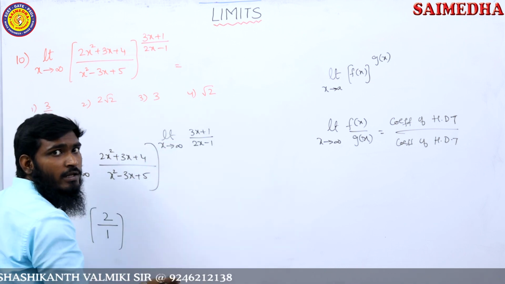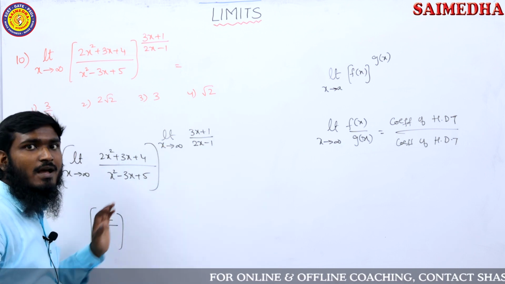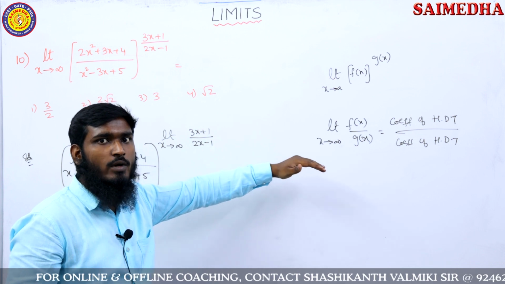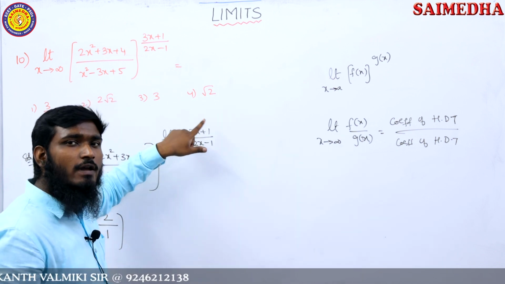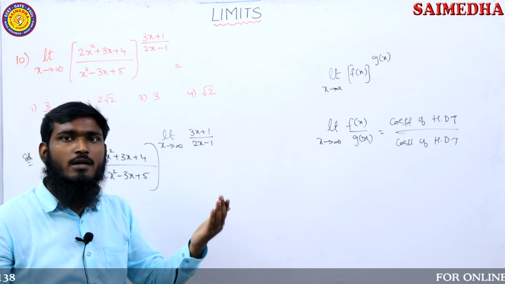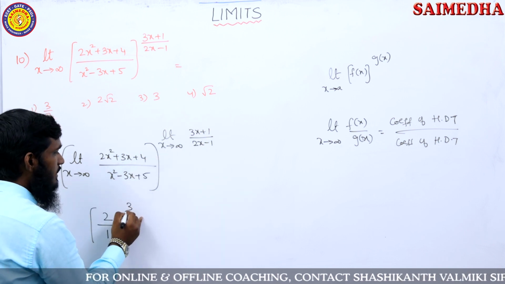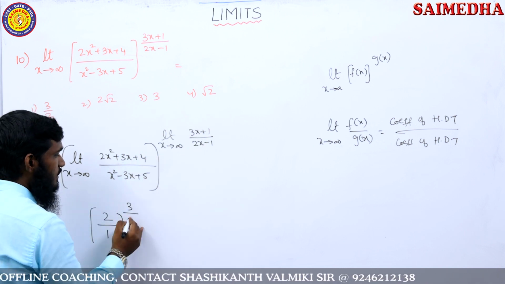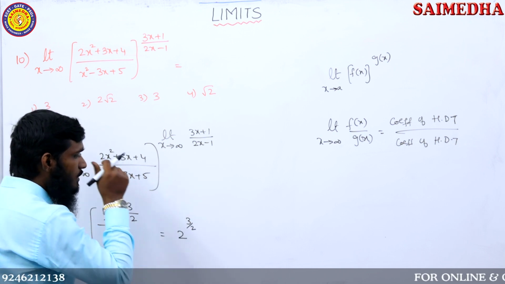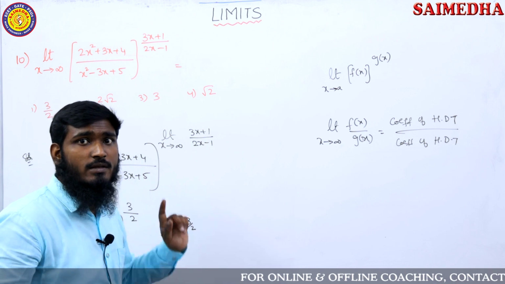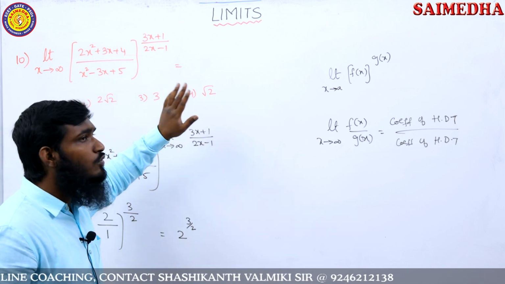Now what is the power over here? The power is limit x tends to infinity, 3x plus 1 divided by 2x minus 1. Again we have to use the same approach over here. What is the highest degree term? The highest degree term is x. So we take the coefficient of x in the numerator and the coefficient of x in the denominator. The coefficient of x is 3 divided by the coefficient of x, which is 2. So what are we getting? 2 power 3 by 2. What we got as the answer is 2 power 3 by 2. But if you look at the options over here, 3 by 2, 2 root 2, 3 root 2 are given.